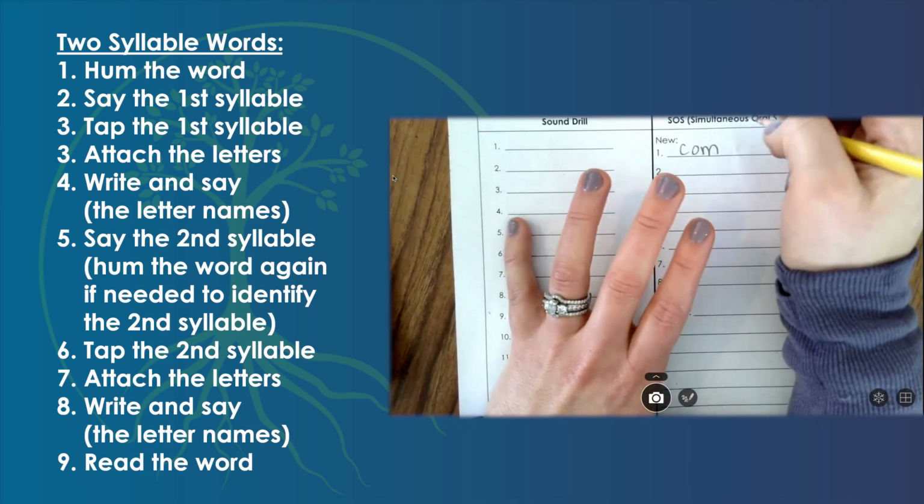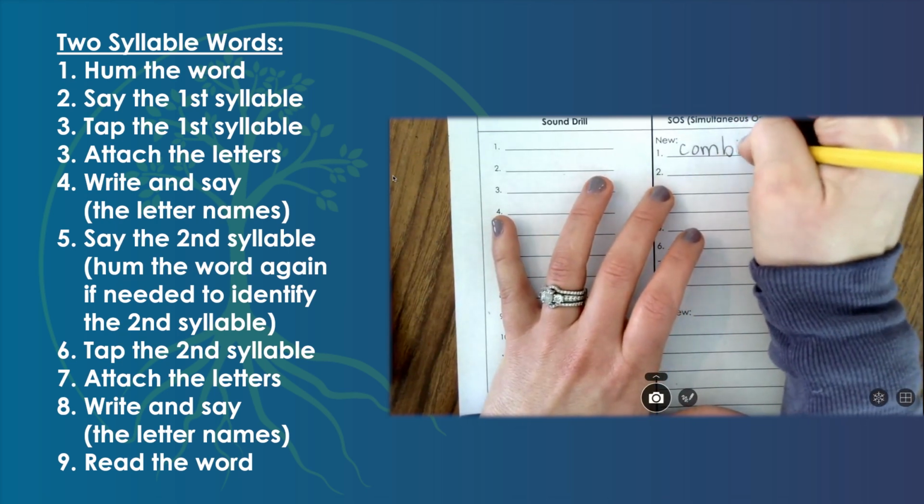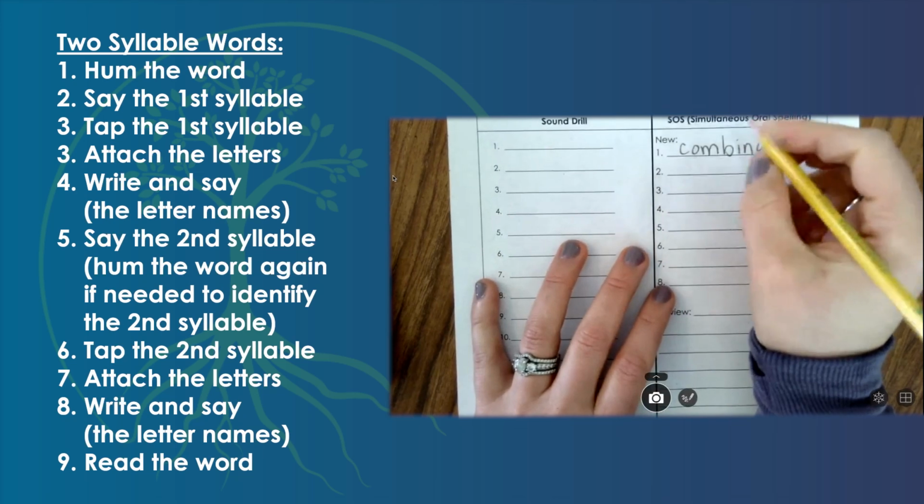Attach the letters B-I-N-E. Write and say B-I-N-E. Read the word. Combine. Let's do another one together.